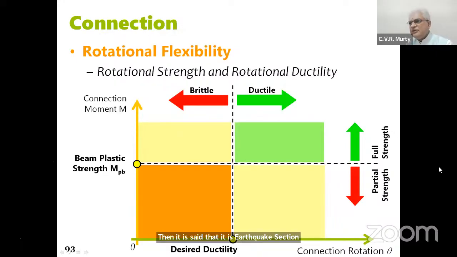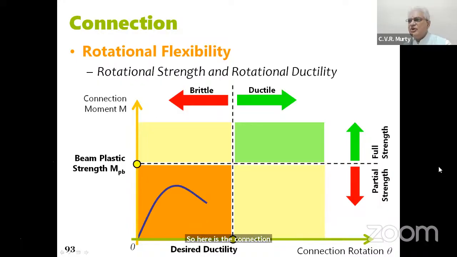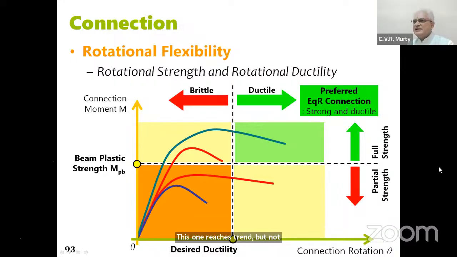So you look at rotation on the bottom axis, moment on the y-axis. So here is a connection that doesn't reach either the strength or the ductility or the rotation. This one reaches the rotation but not the strength. This one reaches strength but not rotation. Of course, the ideal one is this one, where we are able to ensure the plastic moment capacity, also ensure the 0.04 radians of rotation.